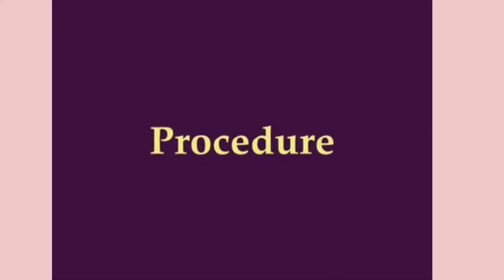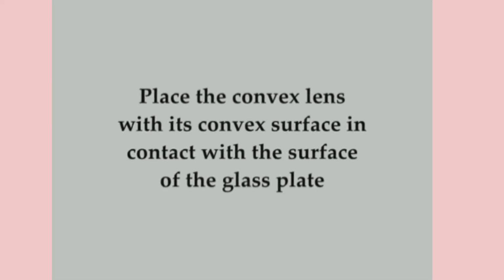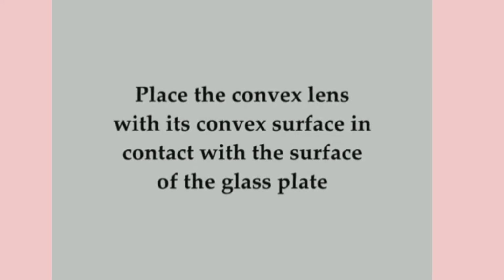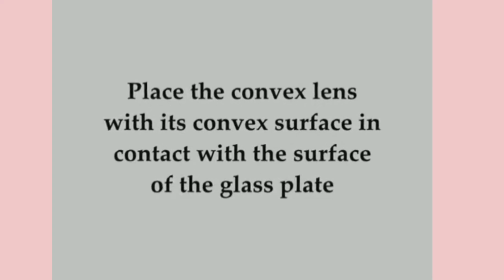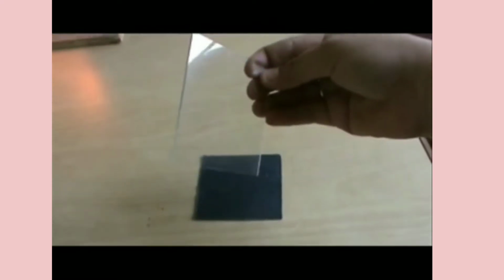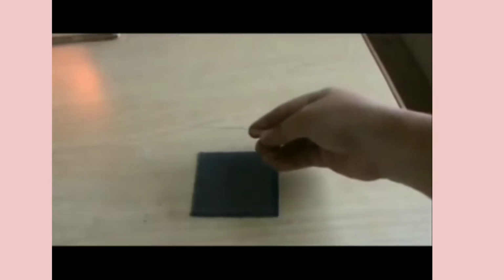Procedure: now how to do the experiment is, place the convex lens with its convex surface in contact with the surface of the glass plate. This is a plain glass plate. We are keeping that on graph paper to avoid the transmission of the light.